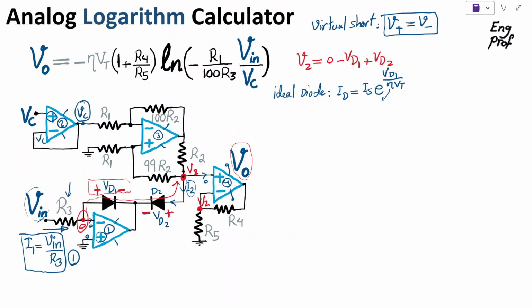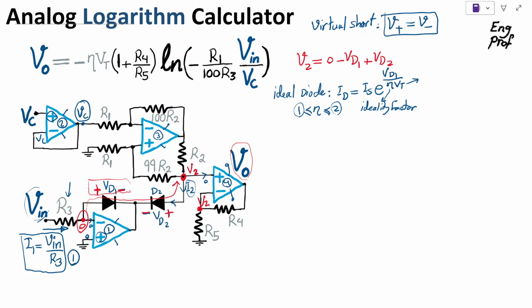So this eta is the ideality factor, which means how ideal the diode is, and eta is a number between 1 and 2. For germanium diodes, which are closer to an ideal diode, it's close to 1, and for a silicon junction diode, it's closer to 2.